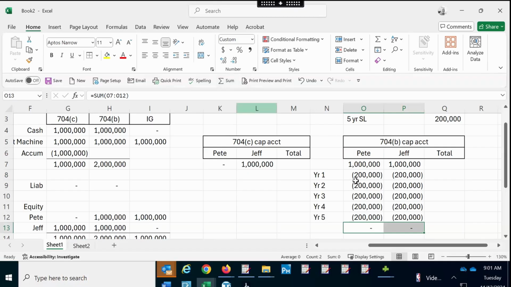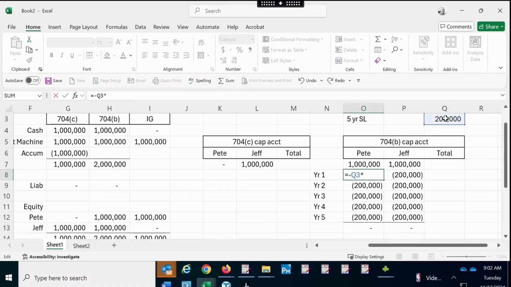Oh, that's wrong. So, Kelsey, this is where I screwed up. What is the agreed upon allocation? 50/50. And if I have 200,000 of total depreciation that's available, how much should go to Pete? 100,000. 100,000. I'm an idiot. Times 0.5.